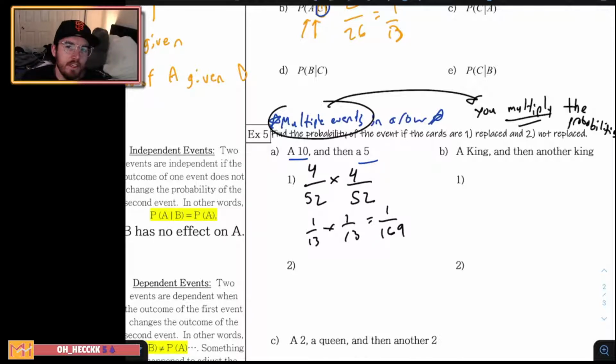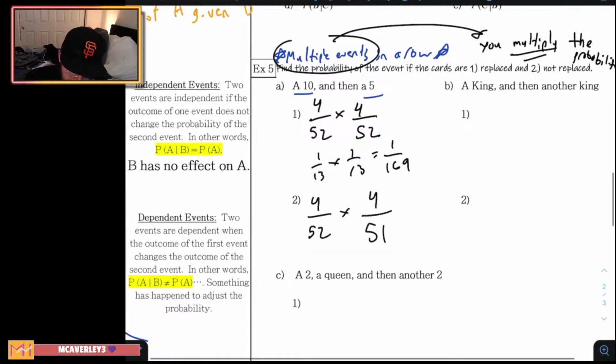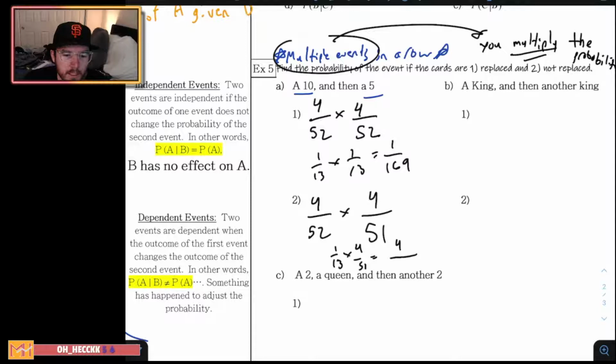Now, how do things change if there's no replacement? Take a look. The first time around, when we grab a 10, there are 52 cards in the deck, 4 of which are 10s. The second time around, if we didn't replace the 10, if I don't put it back in the deck, how many cards are left in the deck? 51 now. But there are still 4 5s. Our final answer comes out to be 1 over 13 times 4 over 51. 4 over, what's 13 times 51? 13 times 51 is 663.